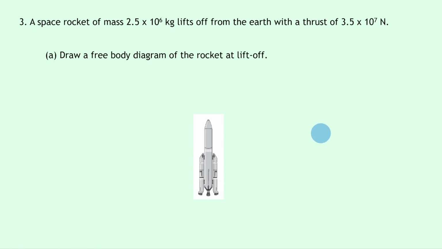Now, our forces are only going to be vertical because there's no horizontal forces at liftoff. So we can say there's a force downwards, which is the weight of the space rocket, and then we've got a force upwards, which is the thrust. So we can call that F thrust, and we're told the value of that is 3.5 times 10 to the 7 newtons. So I've labelled that on, and this is my free body diagram here.